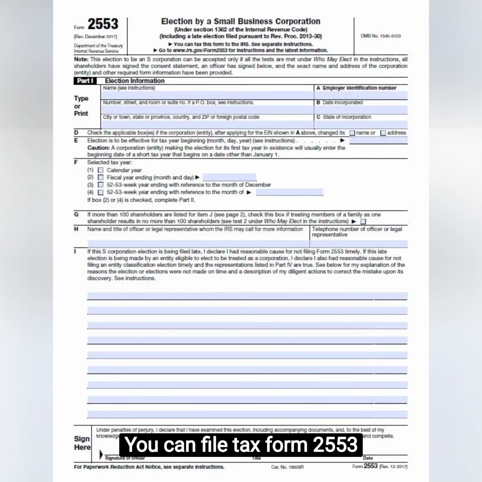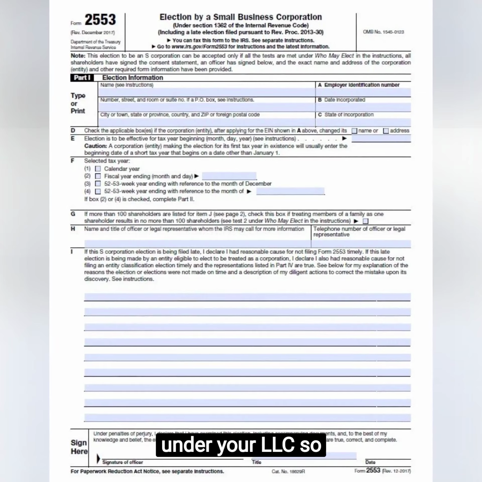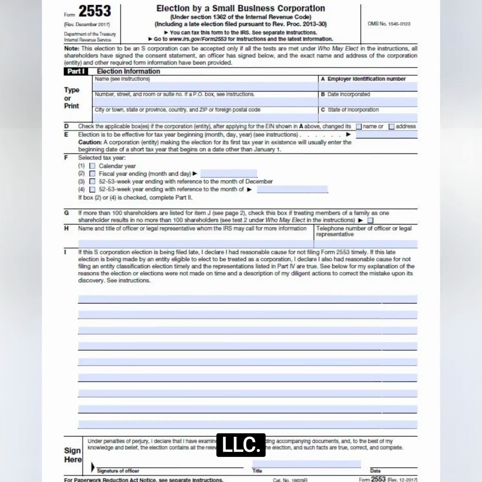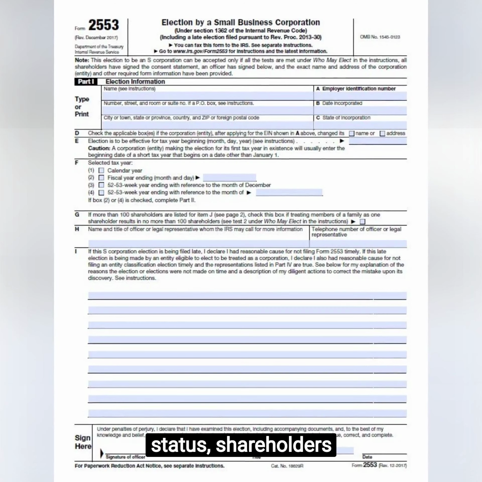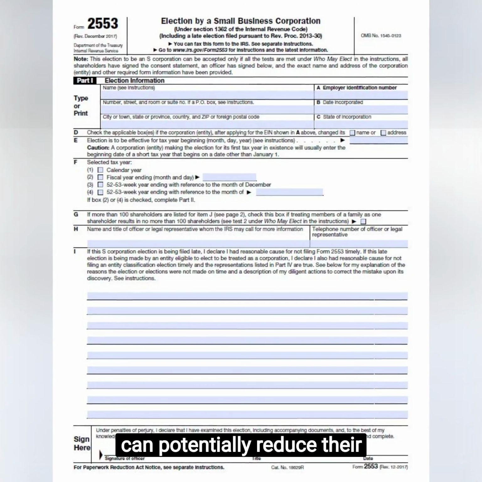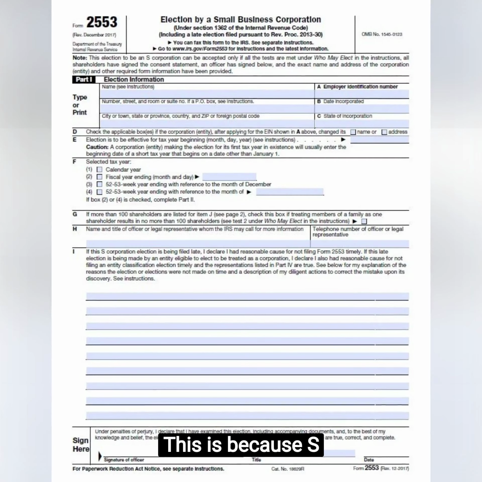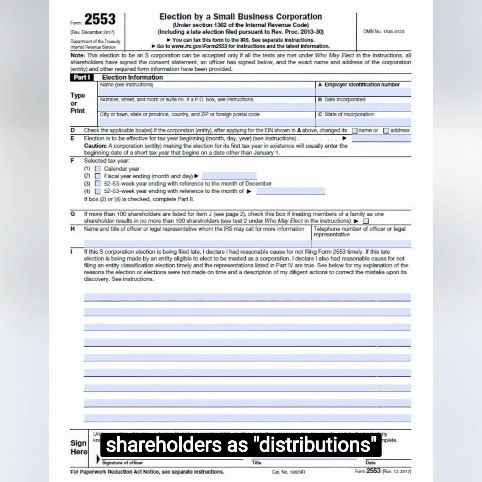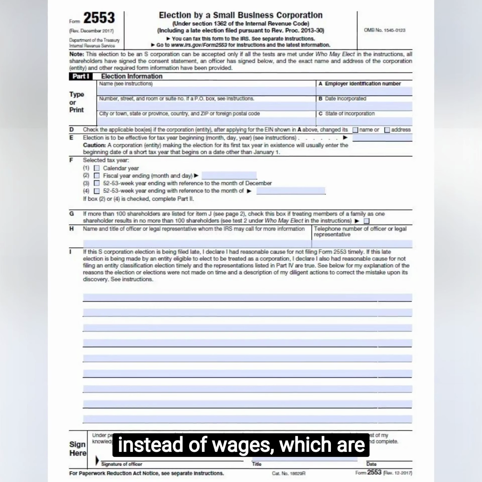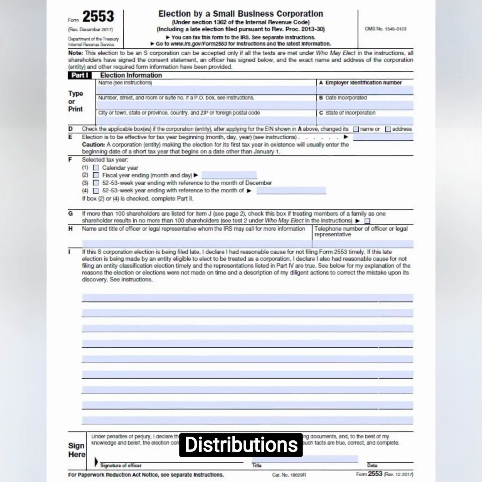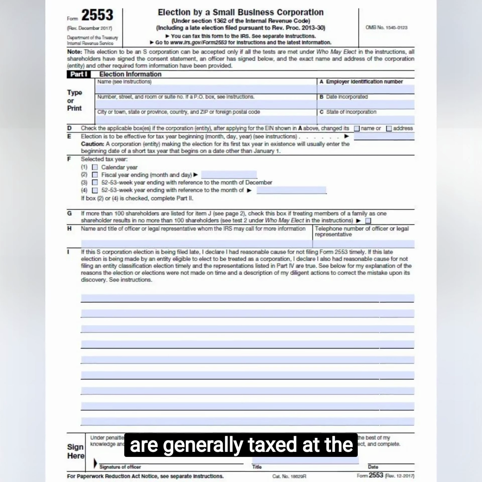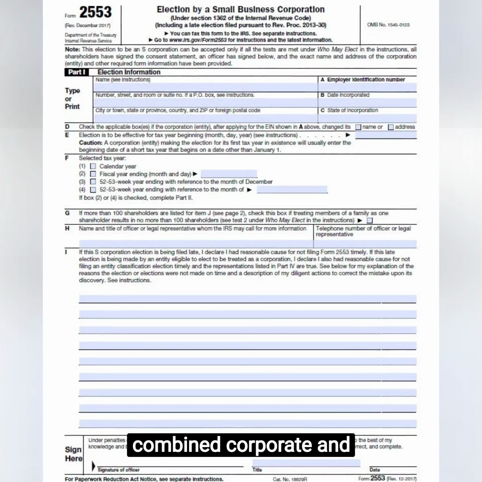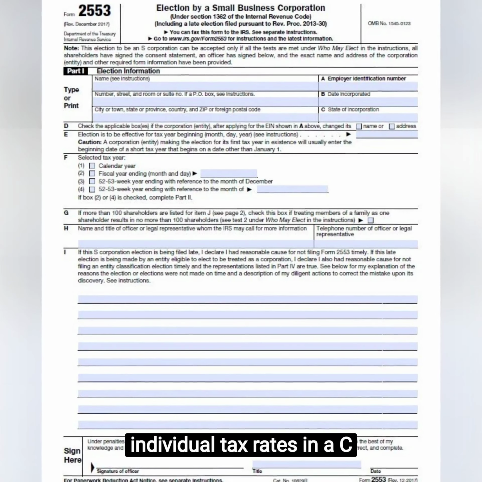You can file Tax Form 2553 under your LLC so that you can do taxes as an S-Corp, even though you have an LLC. By electing S-Corporation status, shareholders can potentially reduce their overall tax liability. This is because S-Corporations allow for the distribution of profits to shareholders as distributions instead of wages, which are subject to self-employment taxes. Distributions are generally taxed at the individual shareholder's tax rate, which can be lower than the combined corporate and individual tax rates in a C-Corporation.